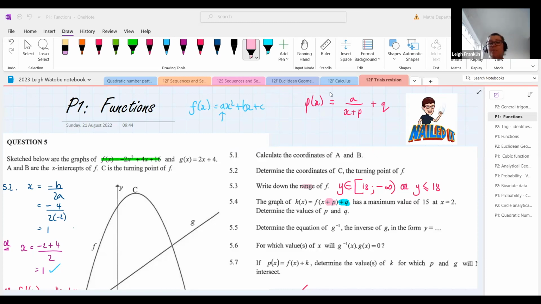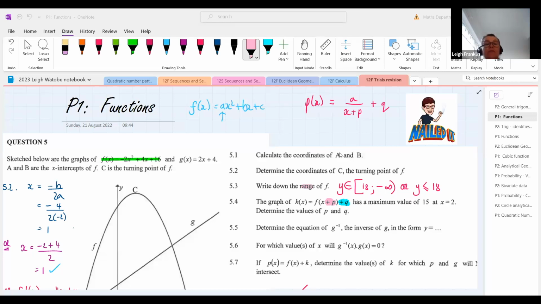When q is a positive number, we are moving the graph up. When q is negative, we are moving the graph down. The opposite thing happens with p. When p is a negative number, the graph has been shifted to the right. If p is a positive number, then the graph has been shifted to the left. So we always need to be careful with that when we are working out the values.